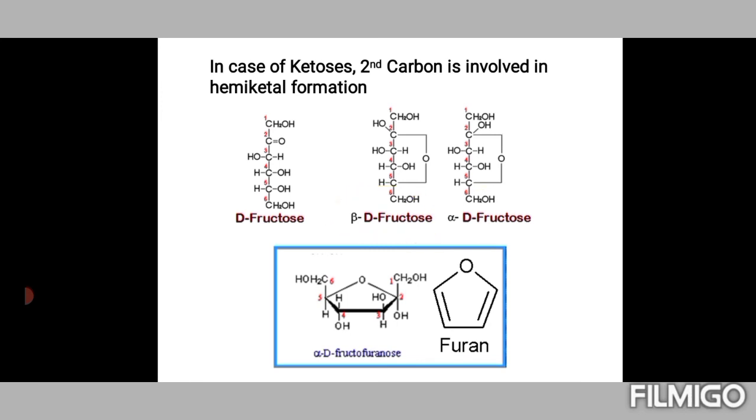And just like in the case of glucose, this is alpha D fructofuranose because this resembles the structure of furan. So these are called furanose structures. And this is alpha D because this particular OH is below the plane of the ring. And in beta D structure, this OH will be above the plane of the ring. So this is called isomerism, exhibited by monosaccharides when they acquire cyclical structures.